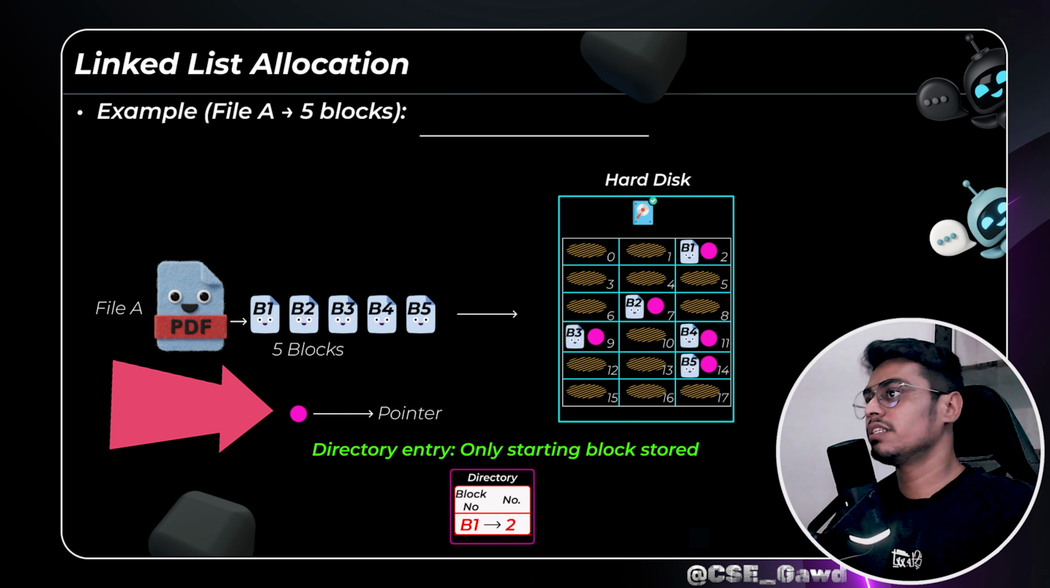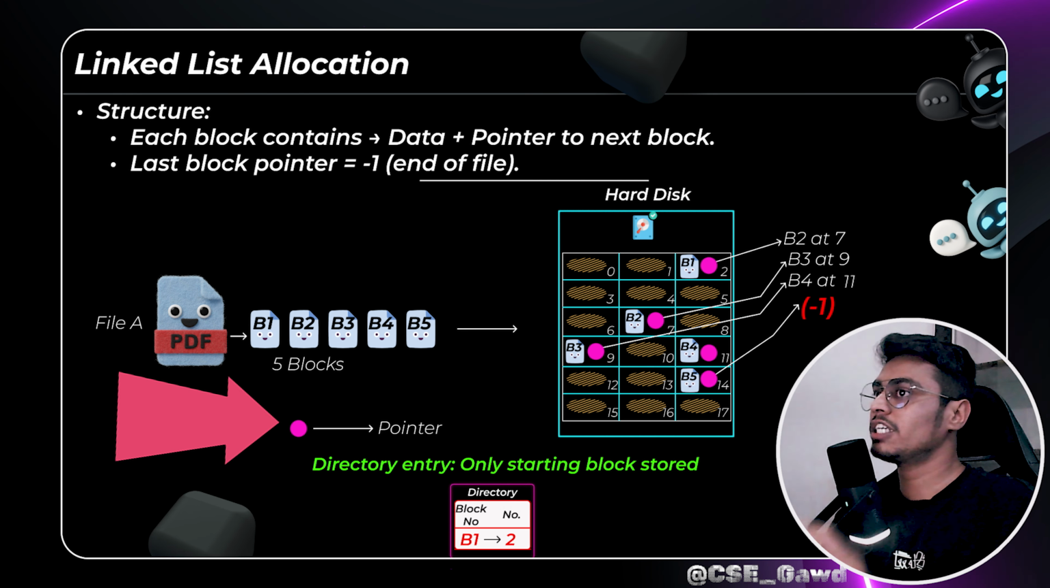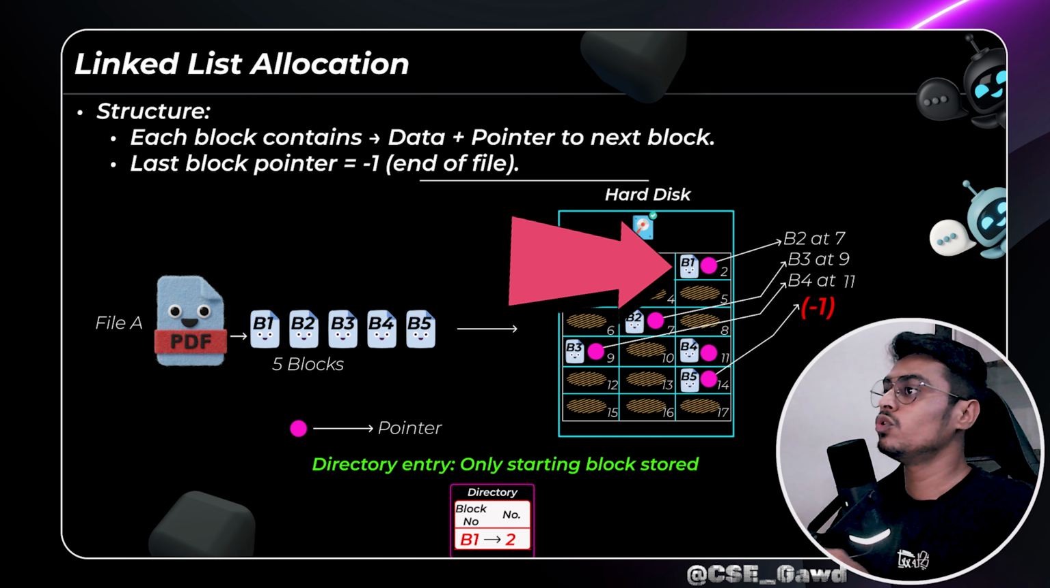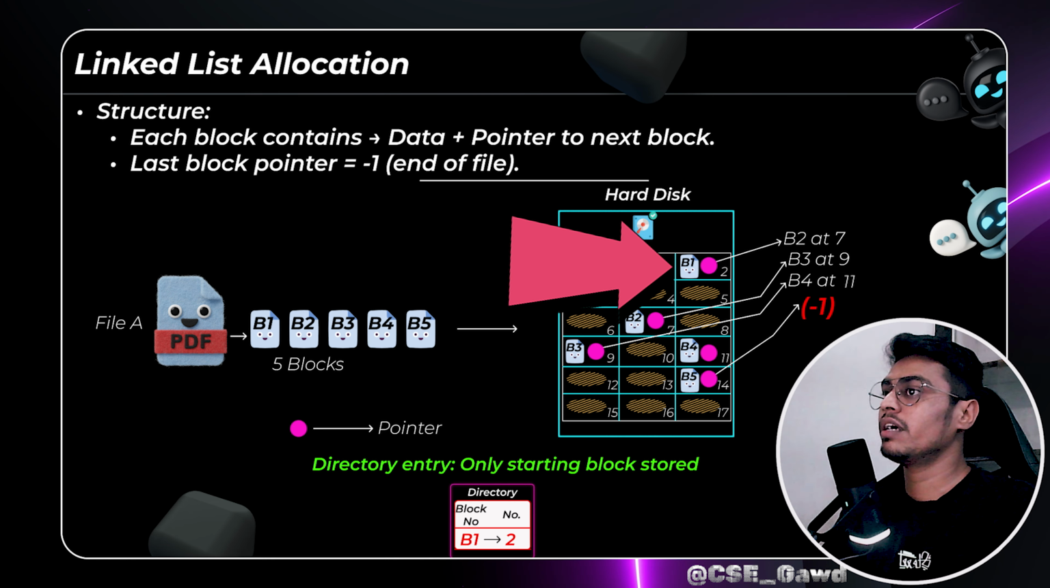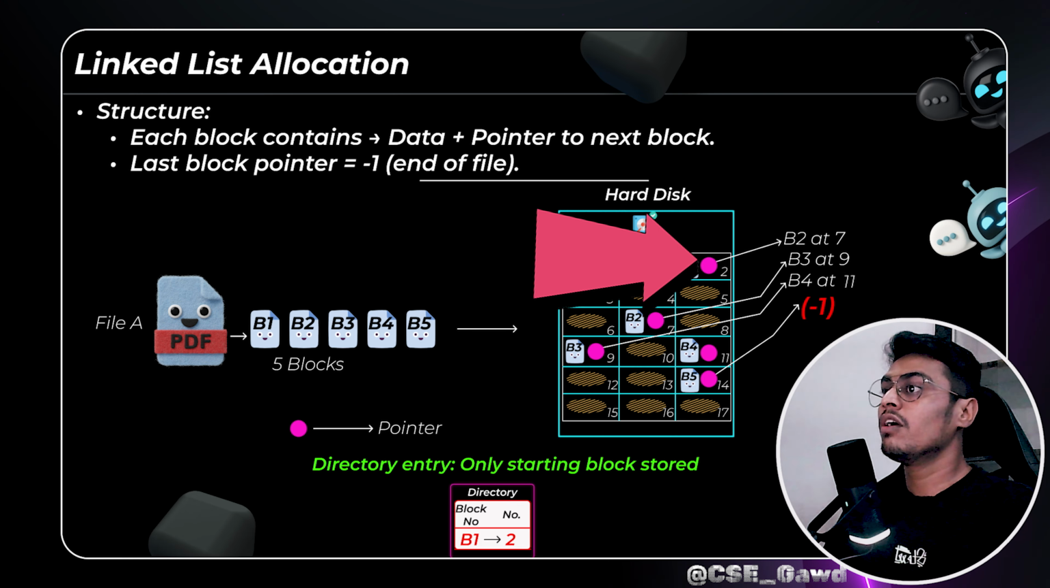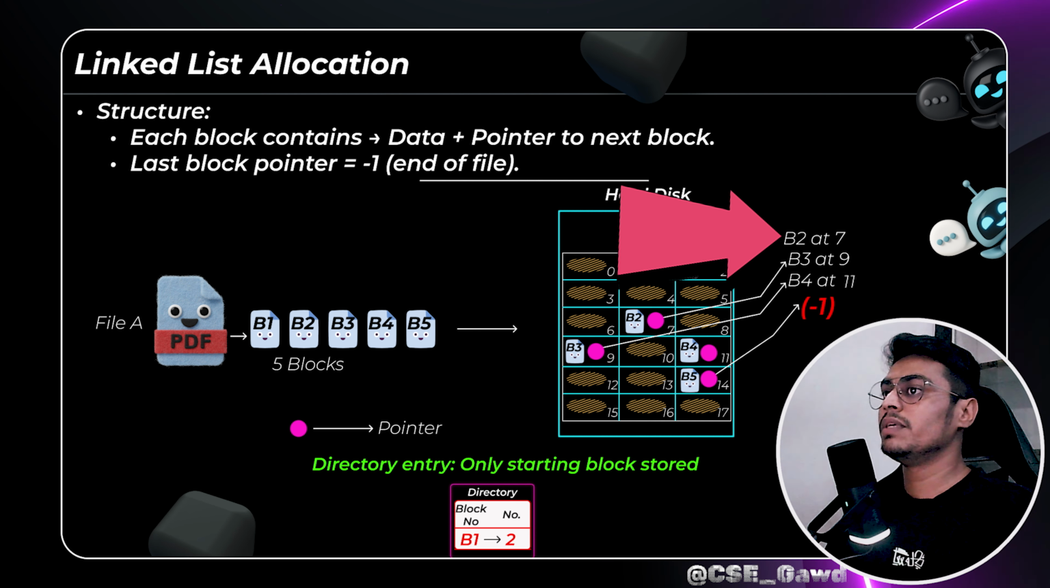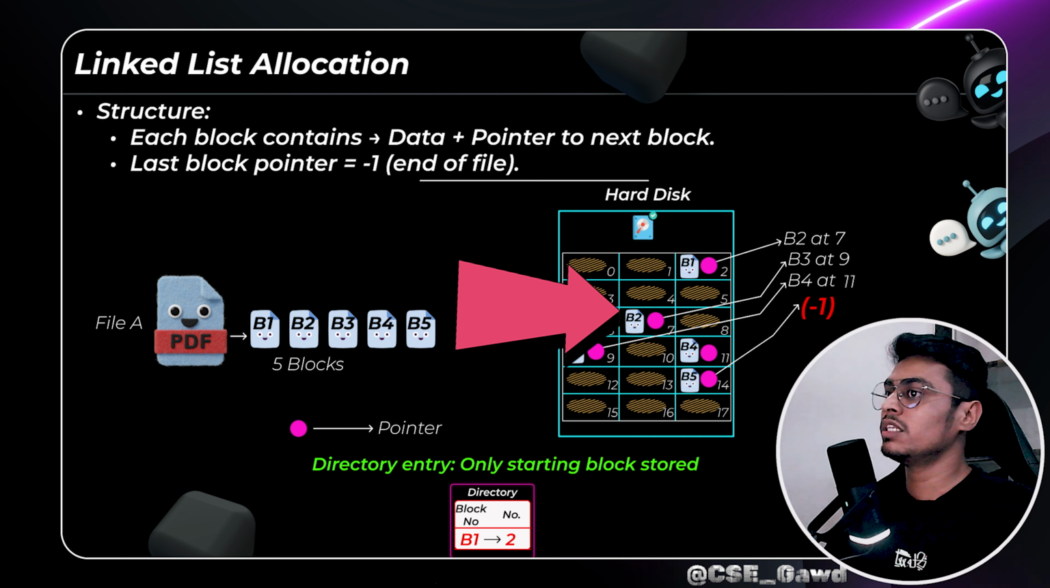What happens in a linked list? Data and a pointer that points to the next block, and then data and a pointer that points to the next one. Now we have to do the same thing here. So the B1 block has the data. On this particular location you will find the data. Along with that data there will be a pointer. What will be the address in that? 7 will be the address in that pointer. Now what is the reason behind it? Because the next block B2 is in the 7th place.